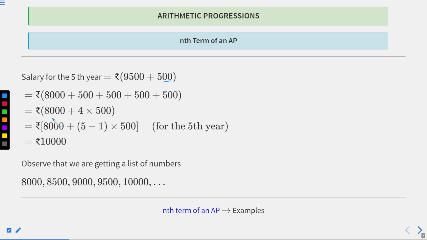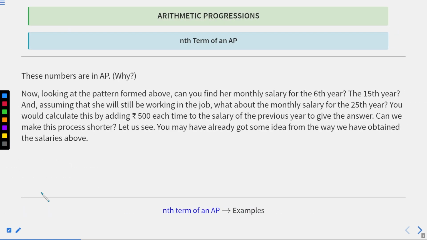In this example, we asked what is the expected salary for the fifth year. So the salary for the fifth year would be 10,000 rupees. Here observe that we are getting a list of numbers: 8000, 8500, 9000, 9500, and 10,000, and so on. These numbers are in AP. So now the question: are these numbers in AP or not?